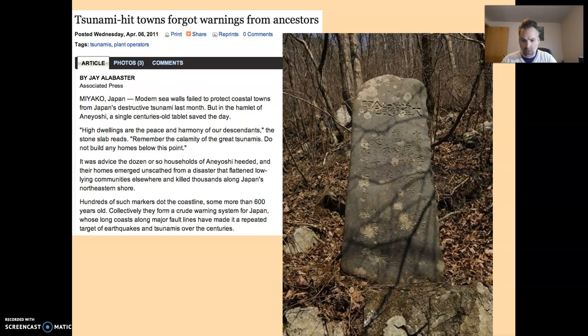The dozen or so households of Aneyoshi emerged unscathed from a disaster that flattened low-lying communities elsewhere and killed thousands along Japan's northeastern shore. So there were some Japanese people that didn't listen to this ancient tablet, and their houses were basically just destroyed. That's just a bit of interest about this tablet.